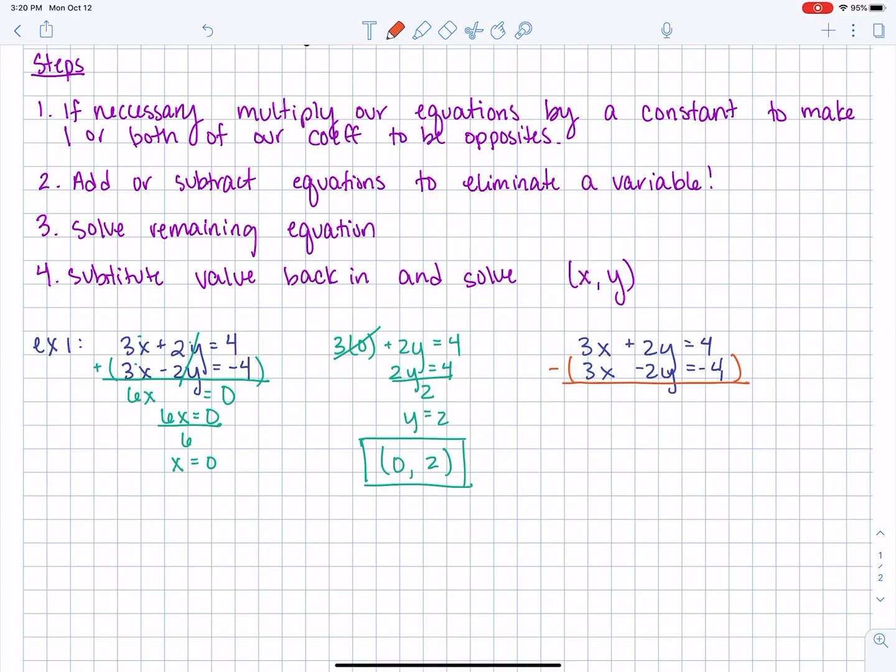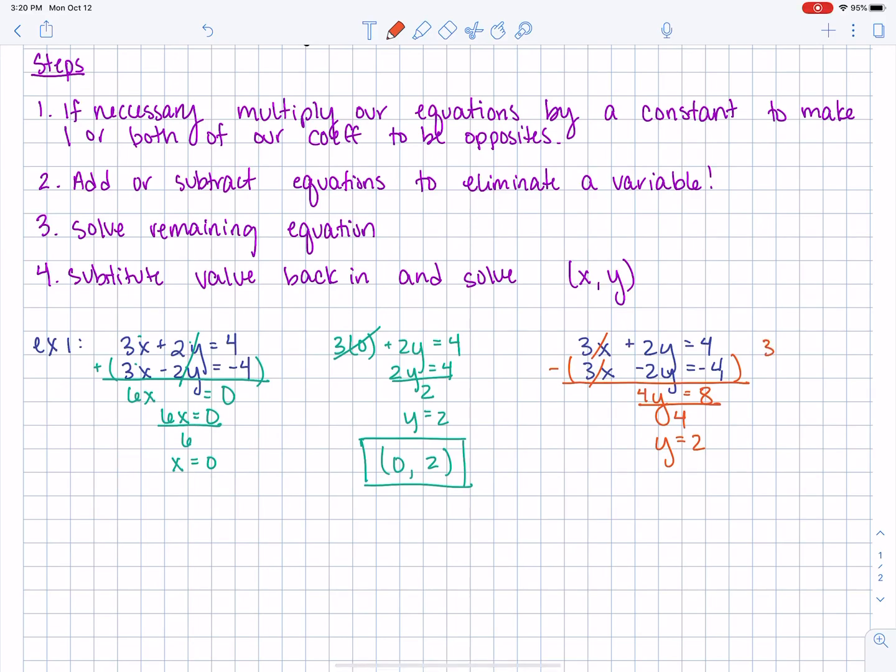So like we just said before, 3x minus 3x goes away, but you have to be very careful because you're subtracting everything here. So 2y minus negative 2y is a positive 4y, and 4 minus negative 4 is a positive 8. So now we have the equation 4y equals 8, divide by 4, y is equal to 2. We already knew that from our other one. We're just proving this to you.